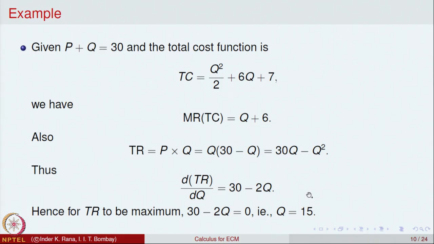point of local maximum. We can also apply the second derivative test here, because this function is differentiable. The second derivative exists, and it is equal to minus 2, because 30 will give you derivative 0, and minus 2 q will give you the value minus 2. So the second derivative at every point is negative. So q equal to 15, by the second derivative test, must be a point of local maximum.